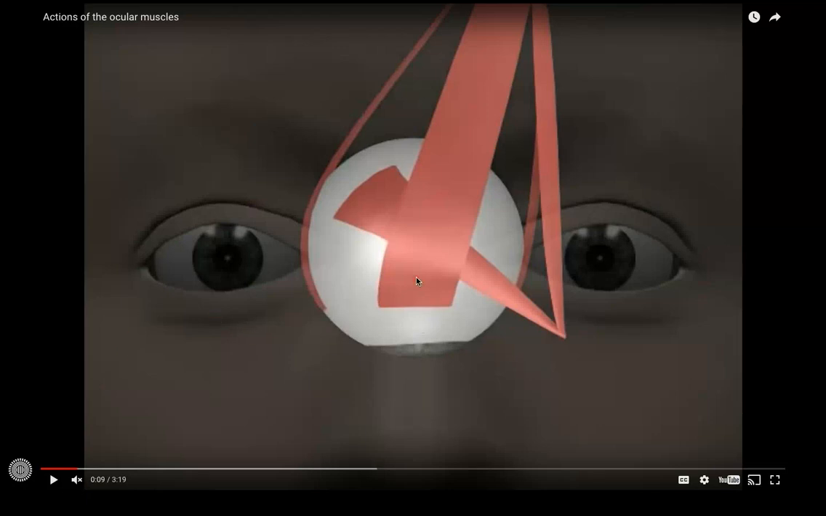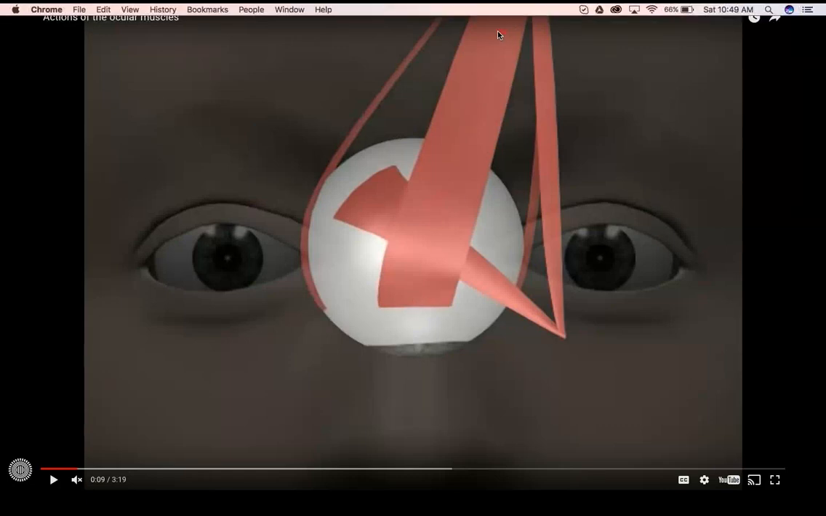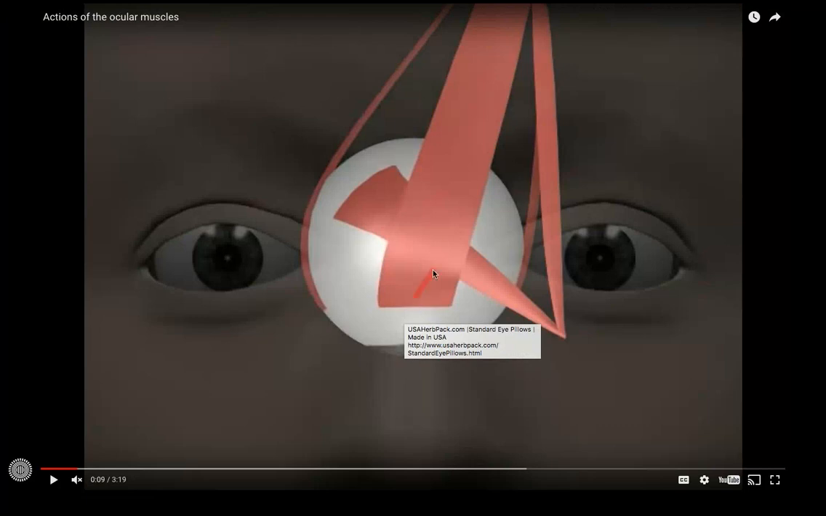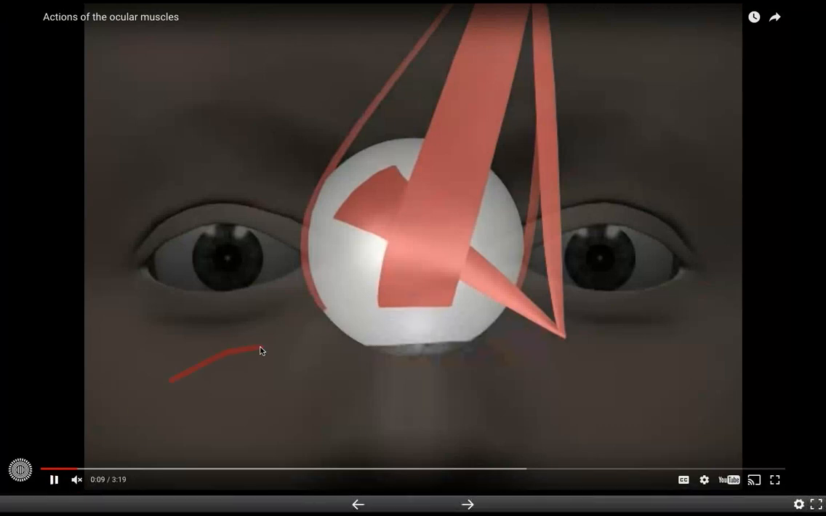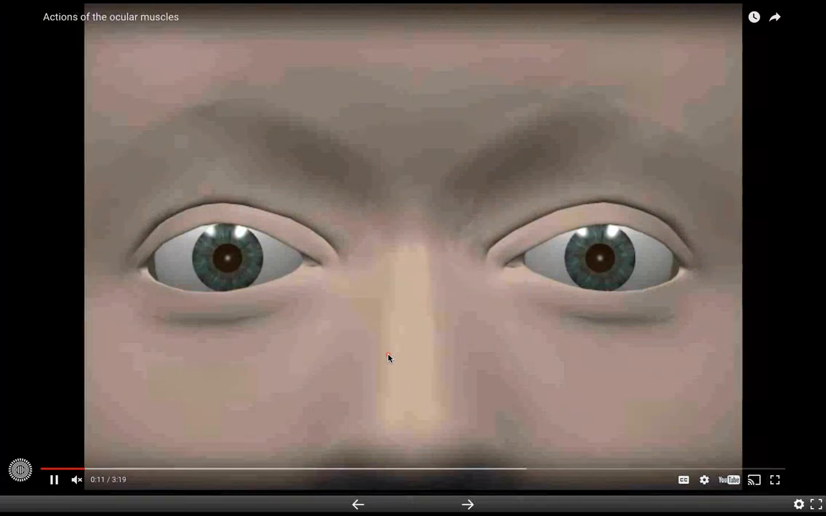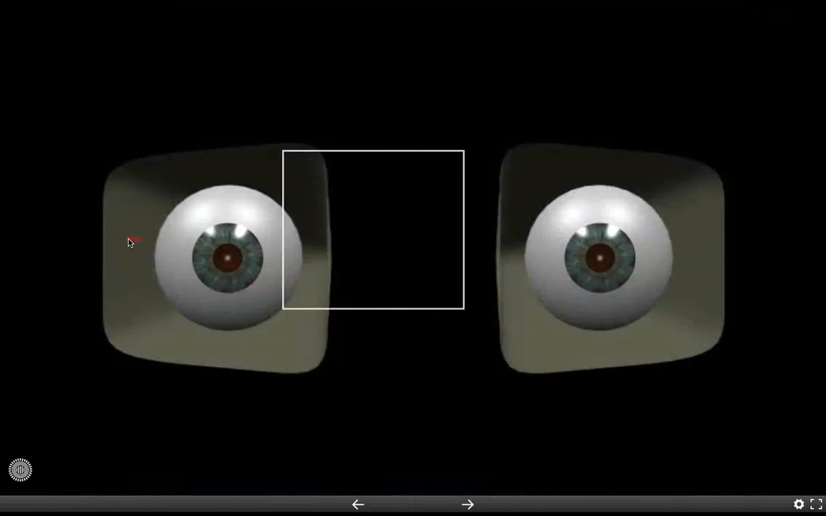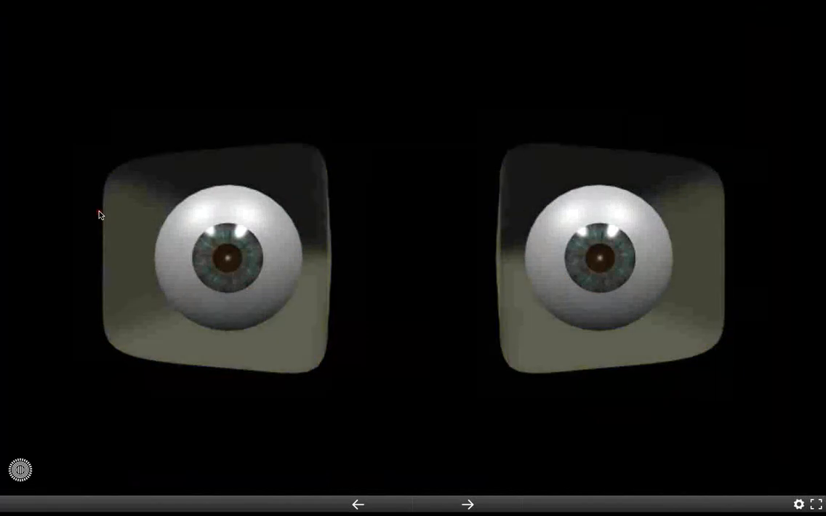And you could see that the superior rectus, because of the 23-degree angle of the eye in the socket, is not situated parallel, let's say, to the sagittal plane of the individual. The superior rectus originates more medially, and it inserts more laterally. And so you could see that when you activate that superior rectus muscle, it would tend to pull the eye on a bit of an angled trajectory.